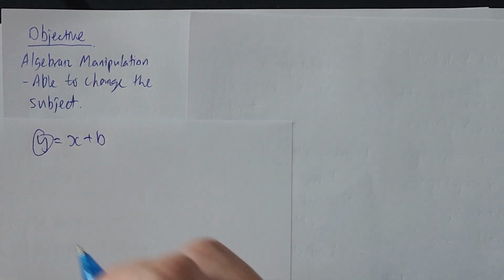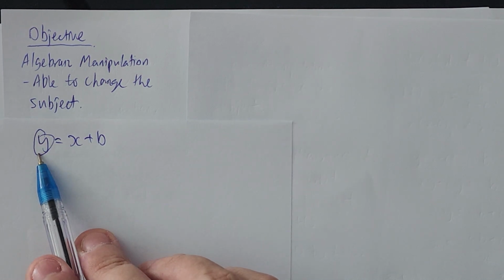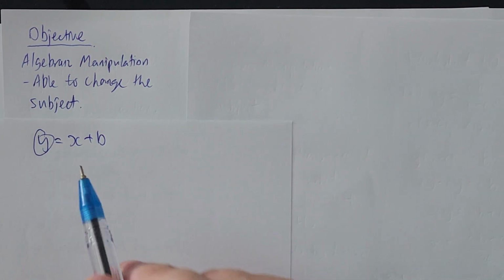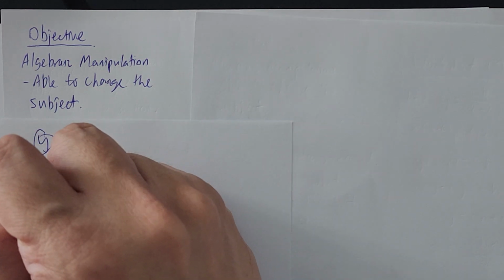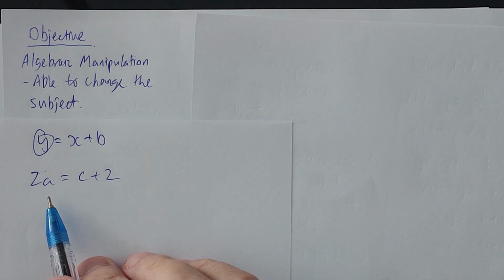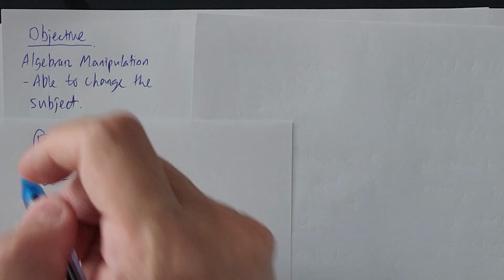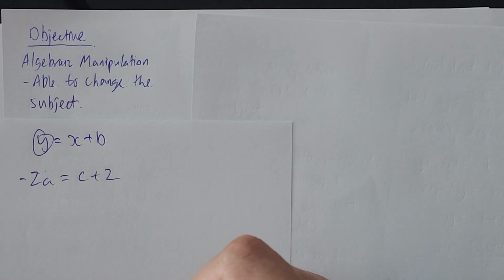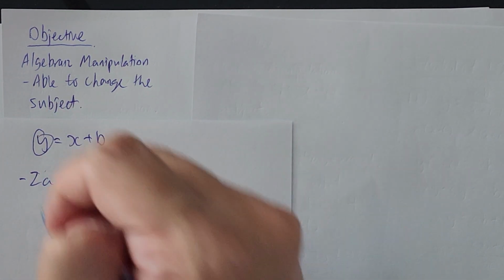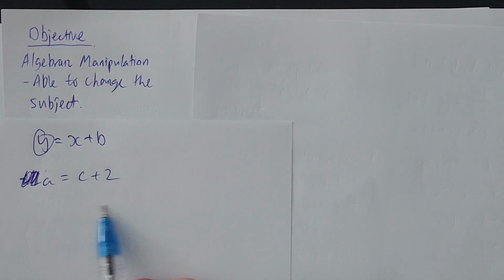Alright, so basically you can see from the equation it's on the left hand side and it has only a coefficient of 1. That is the subject. Another example, 2a equals c plus 2. In this case, a is not the subject because I have 2a, or even if I have negative 2a, also cannot. What I need is only coefficient 1. So if I have a equals c plus 2, then I can say that a is the subject, right?